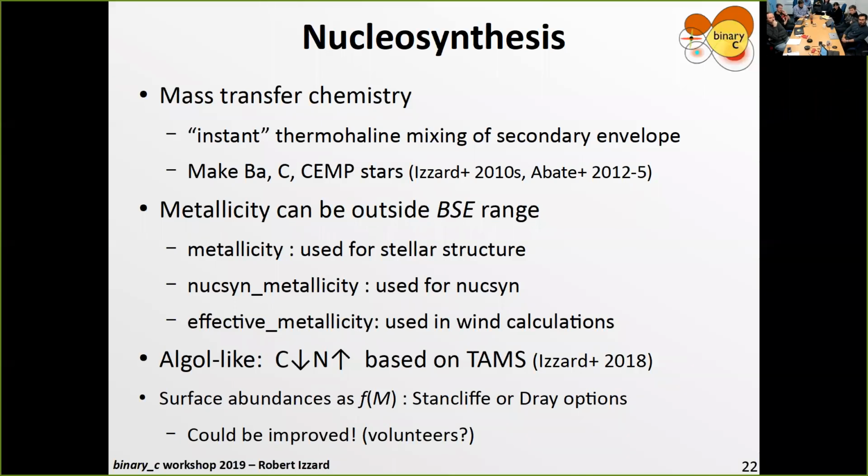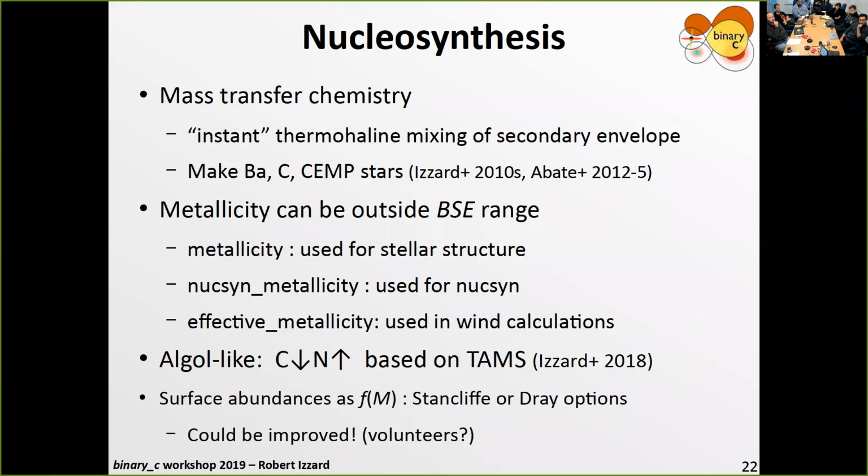This is used in wind calculations. So for example, Fabian Schneider wanted to look at what happens when you have very, very metal-rich stars and what happens to the winds in those. Now, we couldn't do that with BSE because it only goes up to a metallicity of 0.03. But you can set the effective metallicity to say 0.1 or something if you really want. And the wind prescription will be extrapolated to 0.1.